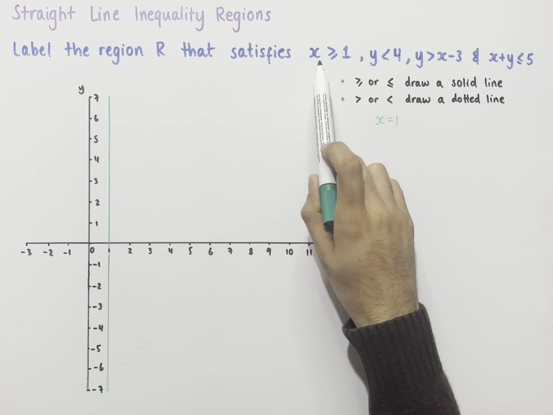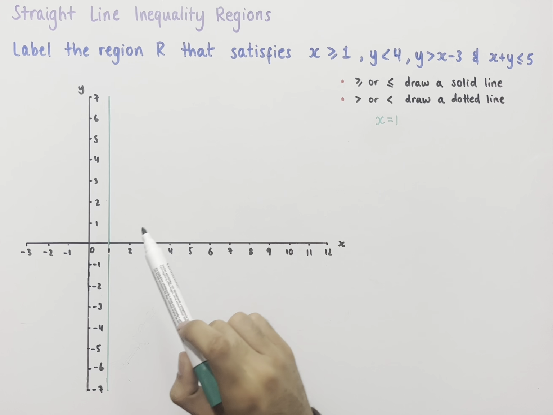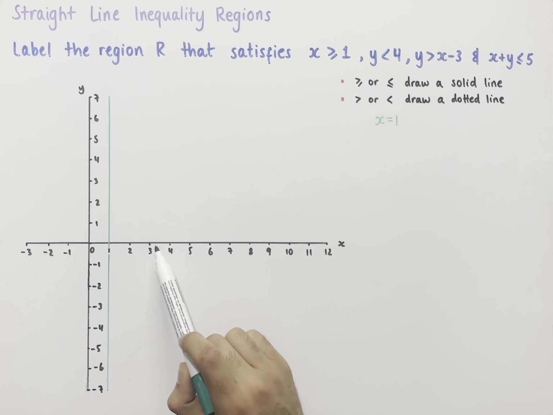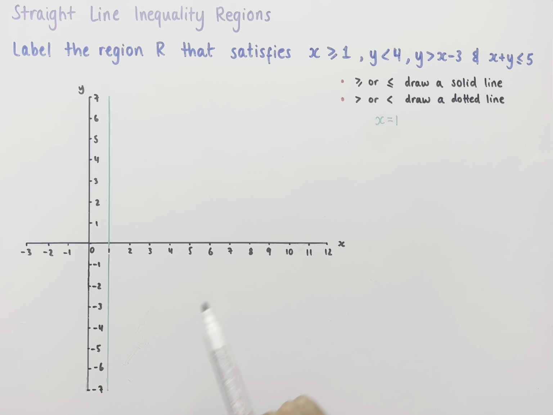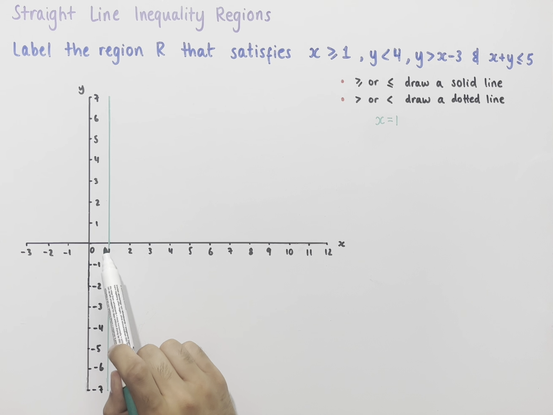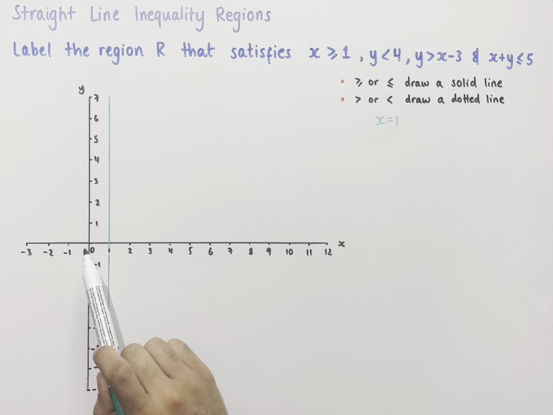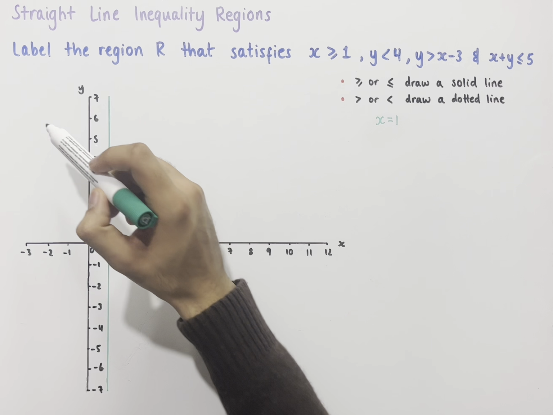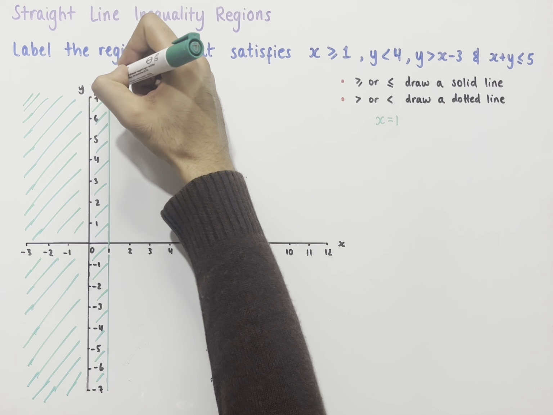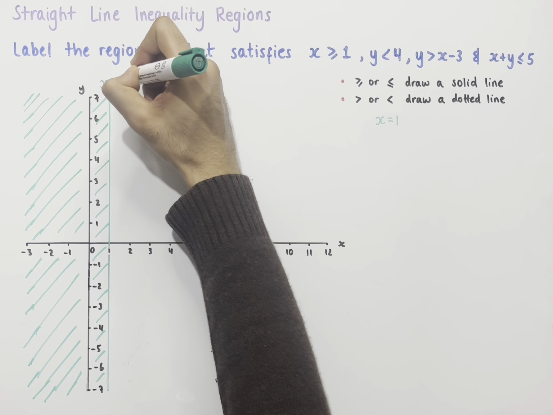So for x is greater than or equal to 1, that would be all of the values that are bigger than 1. So 2, 3, 4, 5, and so on the x-axis. Now, since we are going to shade the region that we don't want, we're going to shade all the values that are less than or equal to 1. So in this case, that would be the region on the left-hand side. And so we'll label this line as x equals 1.